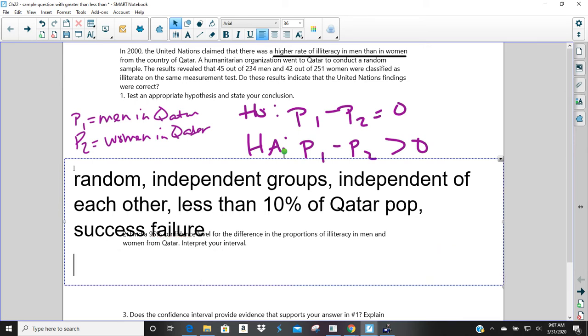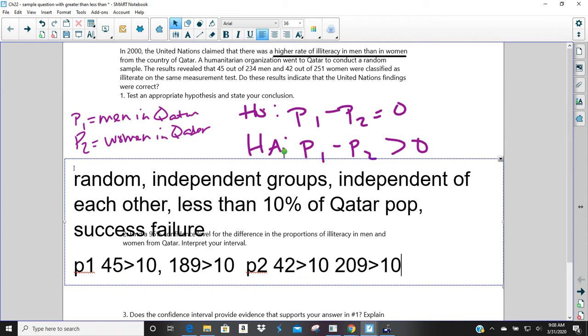So let's do that. First with P1, we're going to have 45 is greater than 10. And therefore, why are you making me do math this early in the morning? 234 minus 45, 189 would be those who are not illiterate. And then for P2, 42 is greater than 10. And 251 minus 42 is 209 are not illiterate. So I guess they're literate. So all conditions met.